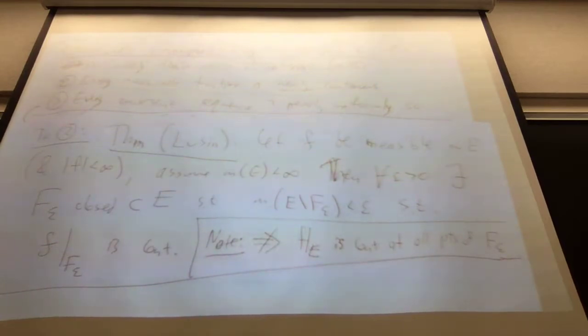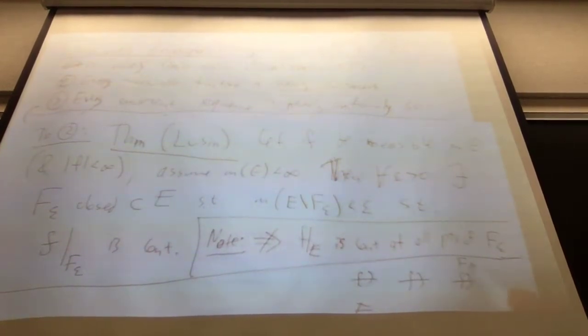You can take sequences in E minus F epsilon if you just restrict it to E, and those could mess up your continuity. Does everybody see that? If this is my little set E, and this is my set F epsilon, then if I'm trying to prove continuity, let's say I'm trying to prove continuity here.